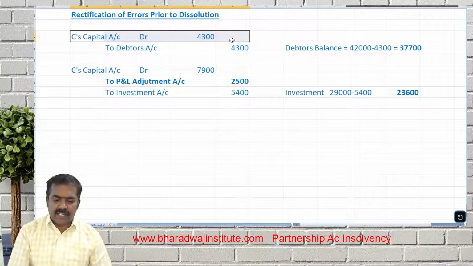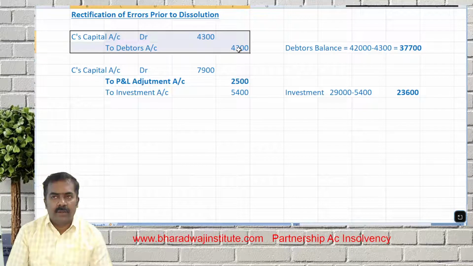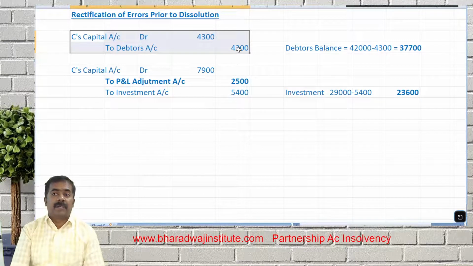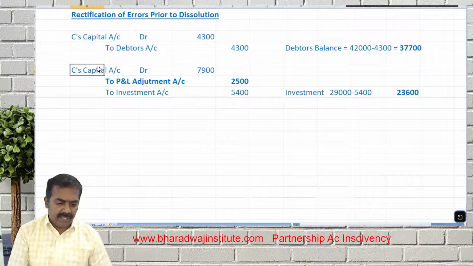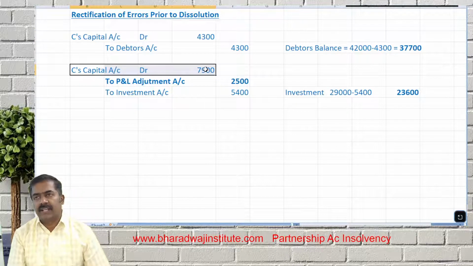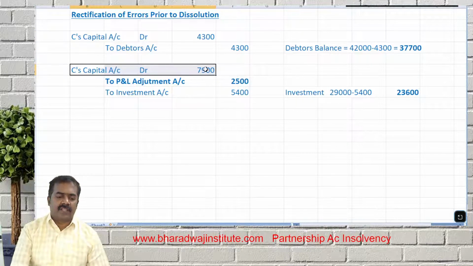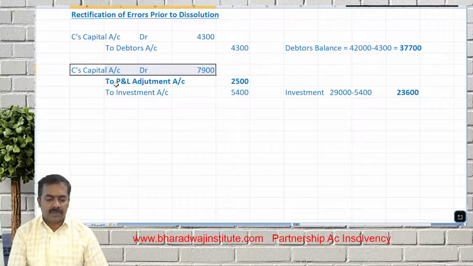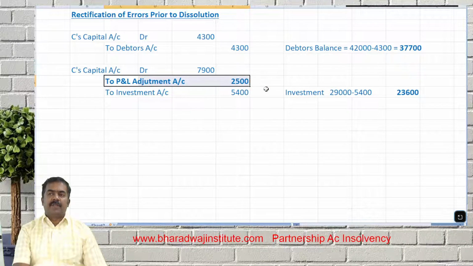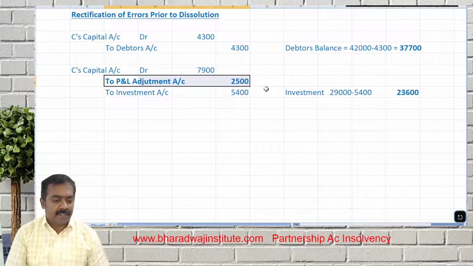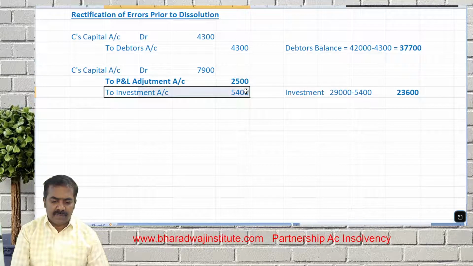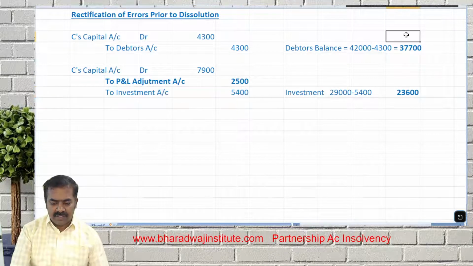Please remember, it's an error of omission. So C's capital account is debited because it was misappropriated by C. Next again C's capital account, because the sale of investment, or the amount realized, was taken to C's personal account. To P&L adjustment, because it is rectified after the preparation of final accounts, to investment 5,400. So this is the book value of asset.